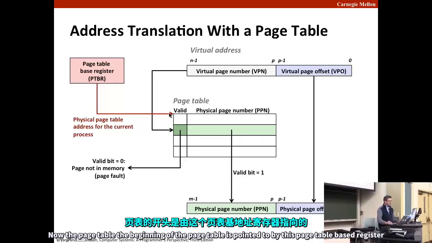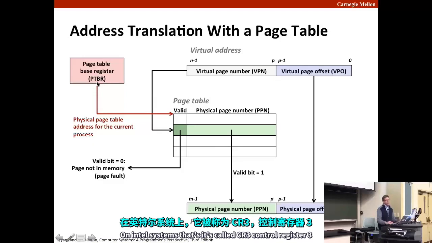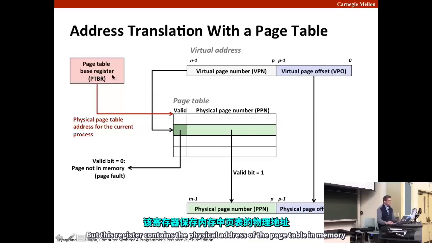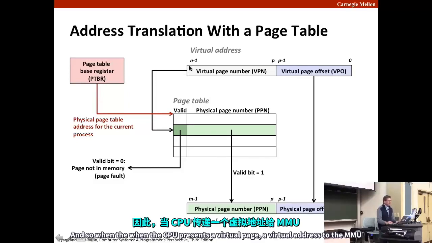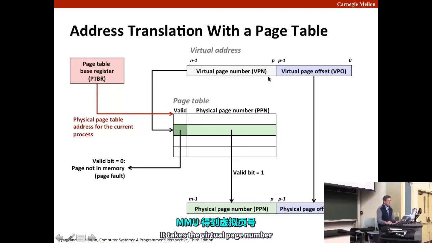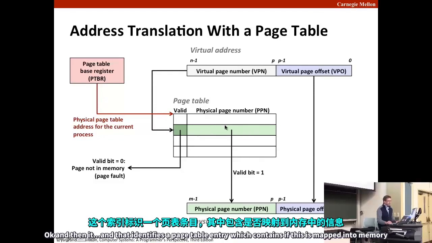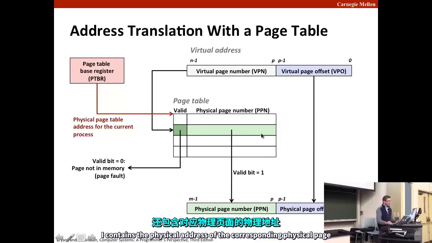Now, the beginning of the page table is pointed to by this page table base register. On Intel systems, it's called CR3, control register 3. But this register contains the physical address of the page table in memory, the beginning of that. And so when the CPU presents a virtual address to the MMU, it takes the virtual page number and uses that as an index into the page table, and that identifies a page table entry which, if this is mapped into memory, contains the physical address of the corresponding physical page.